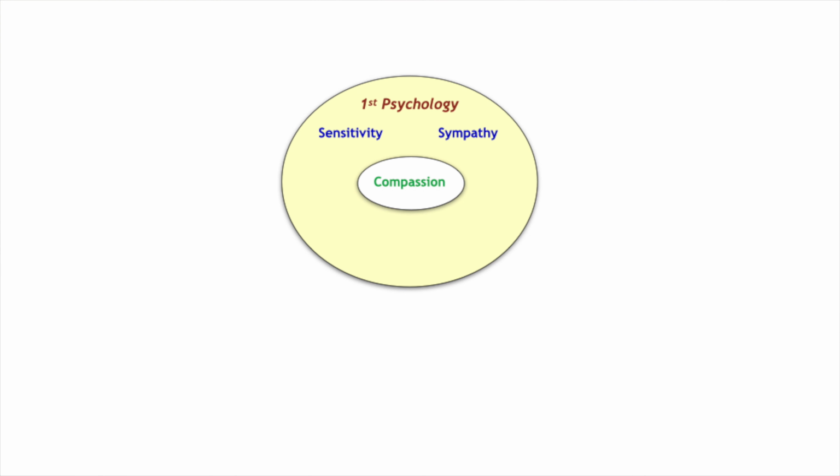Next is sympathy. When we become sensitive to suffering, we then start to develop our sympathy for the person who is suffering. In other words, we feel moved or touched by their suffering. We feel sorrow or concern for them. Now, this is not the same as pity. We're not looking down on them, but rather we feel moved by their suffering and therefore motivated to help.